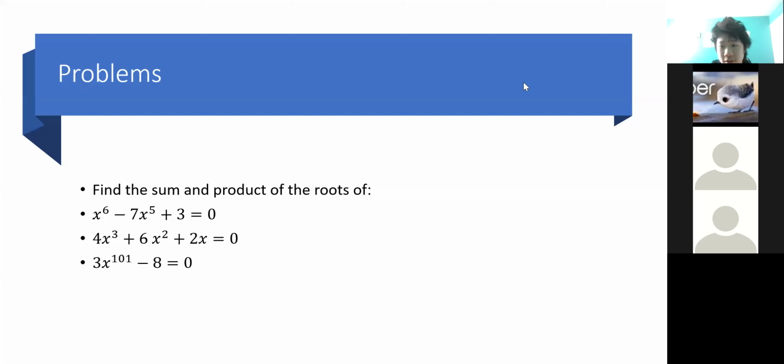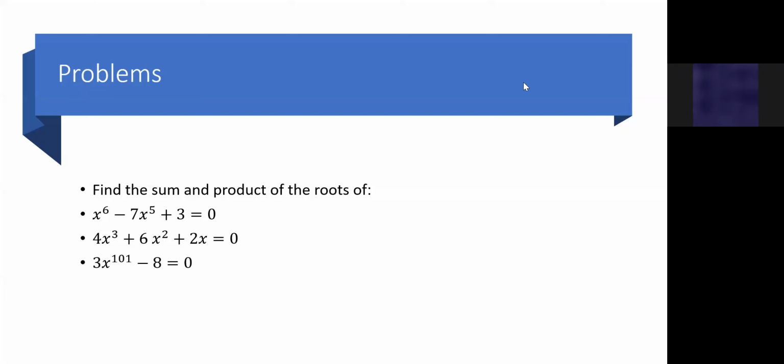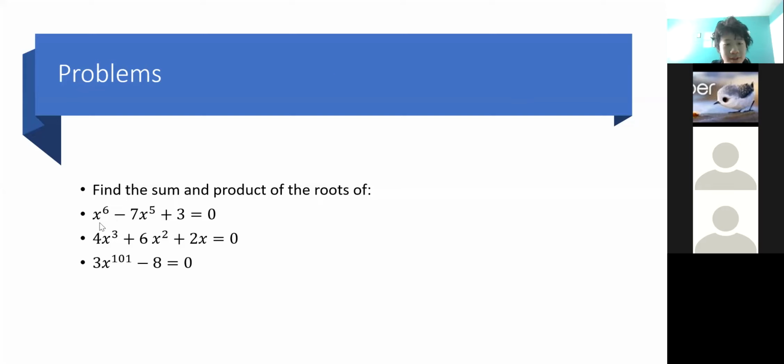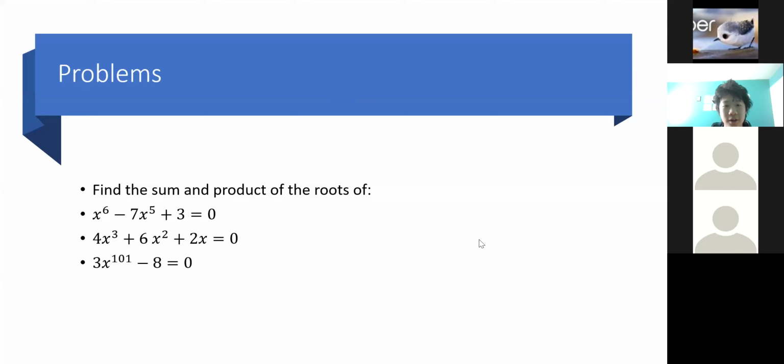All right, so first, let me take volunteers. For the first one, what is the sum and product of the roots? Any volunteers? Jonathan? The sum is 7 and the product is 3. Good. Yeah, so let's go over how Jonathan got that.